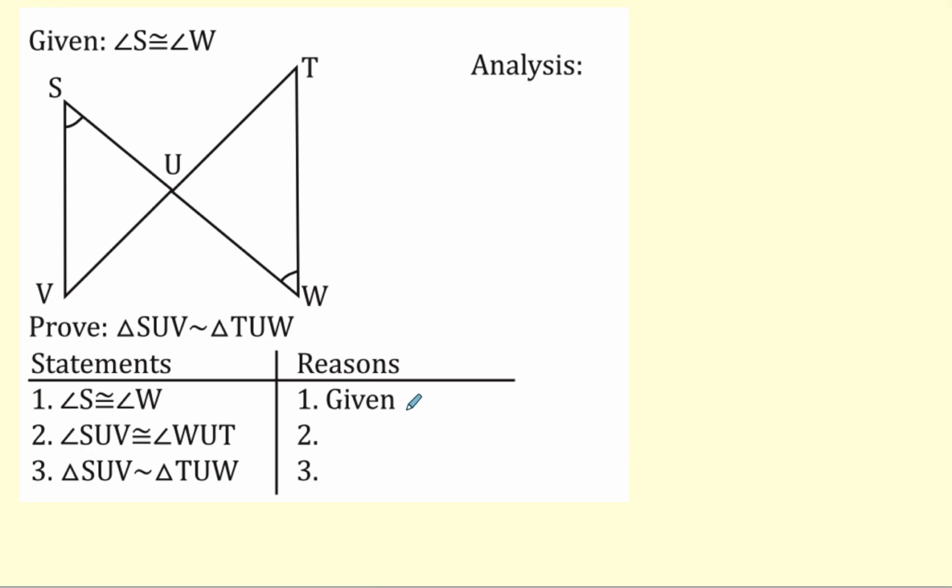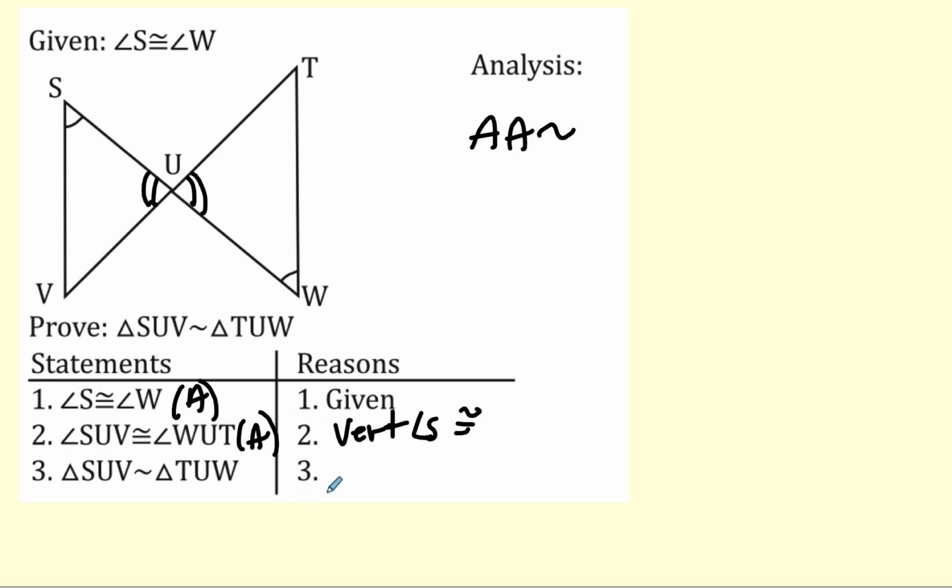Let's take a look at a proof. Now here we have angle S congruent to angle W, and that is going to be an angle that we have. Remember, the only way to prove triangles similar so far is angle-angle similarity. Then they tell us that this angle right here is congruent to this angle here, and the reason is vertical angles are congruent. That is a theorem we had, so that's another angle. And so now that I have two pairs of angles, I can say the triangles are similar by angle-angle similarity.